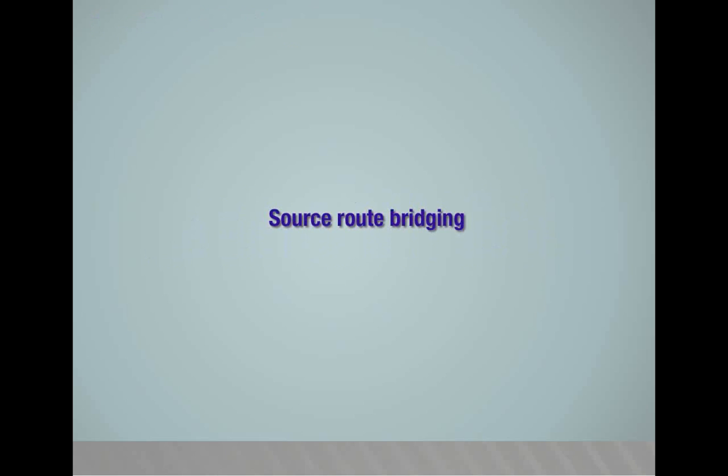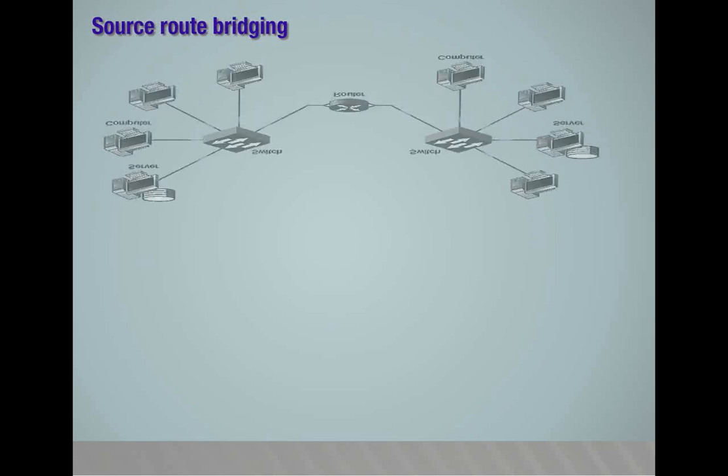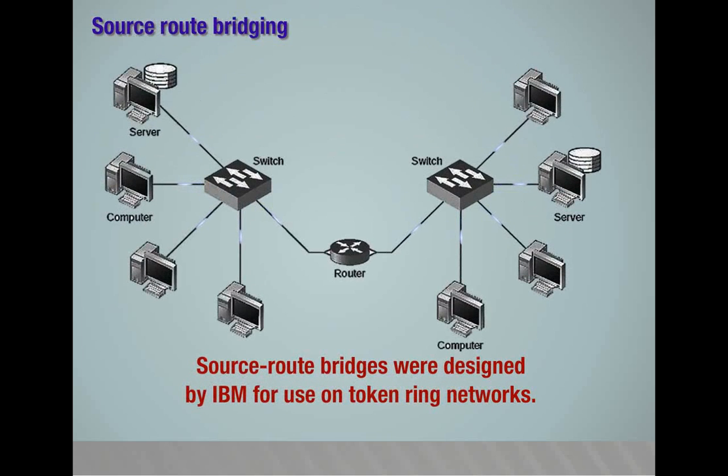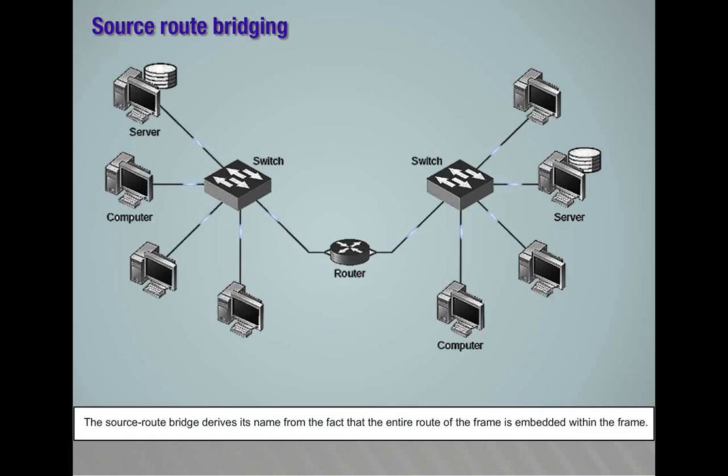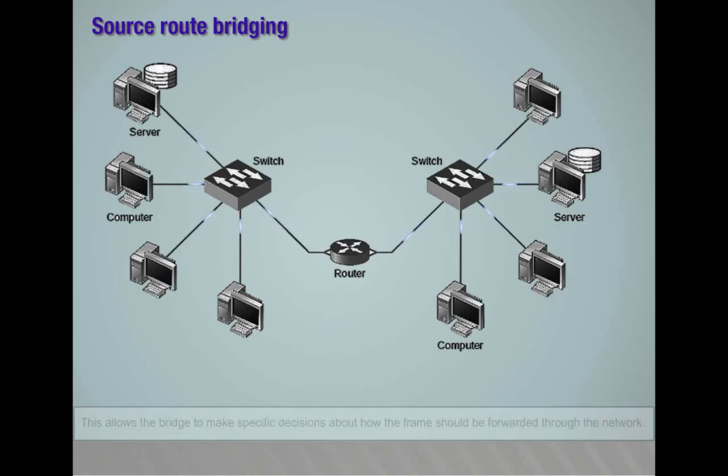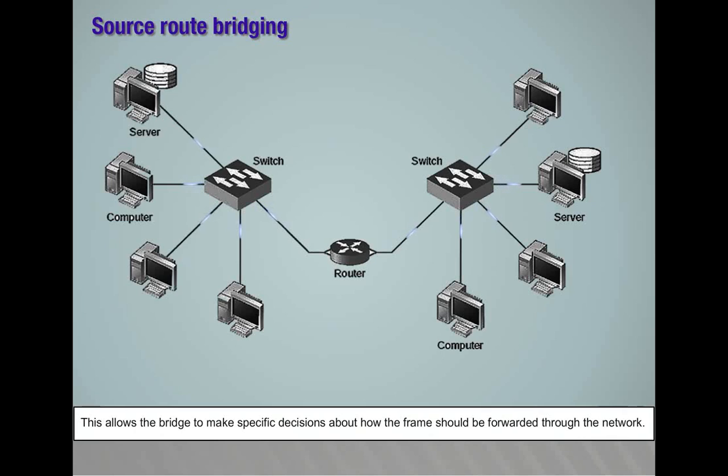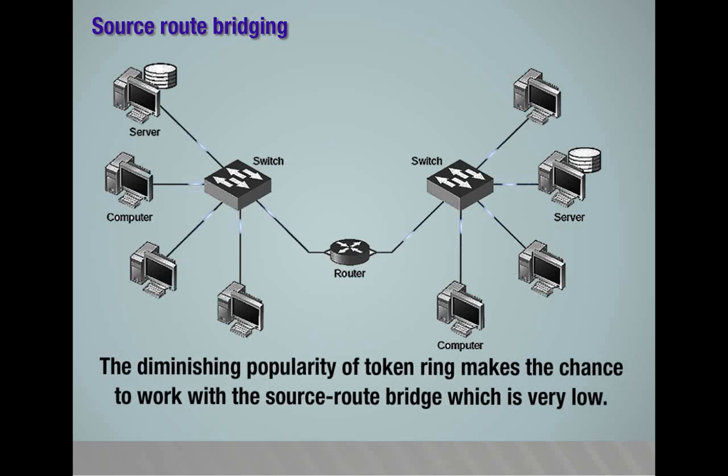Source route bridging. Source route bridges were designed by IBM for use on token ring networks. The source route bridge derives its name from the fact that the entire route of the frame is embedded within the frame. This allows the bridge to make specific decisions about how the frame should be forwarded through the network. The diminishing popularity of token ring makes the chance to work with the source route bridge very low.